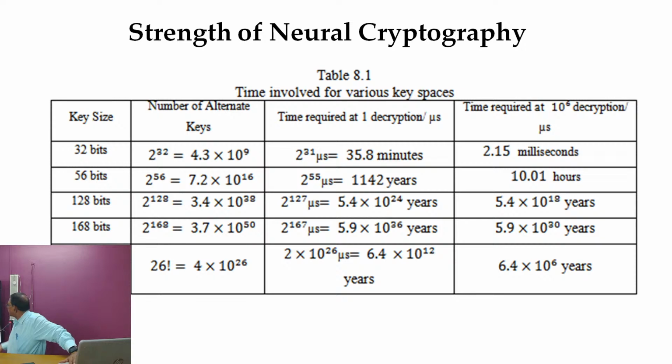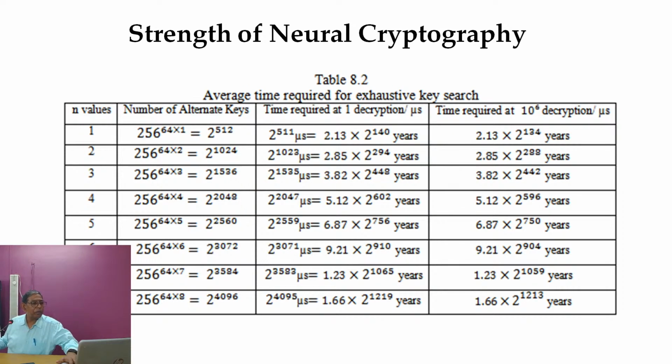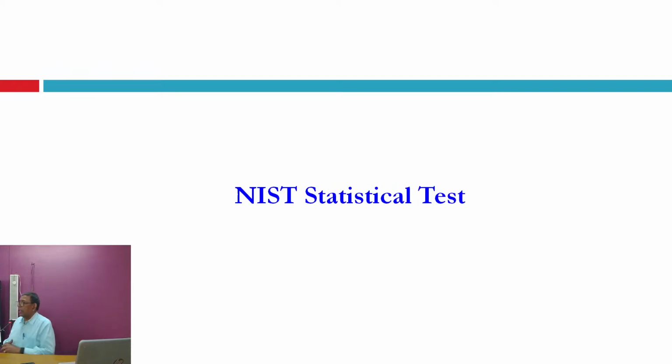So these are some of the things. I think this is from Stallings' book. It is written there based on the security of the keys, so we are going for a 256-bit key for better security. Now the NIST test bed.